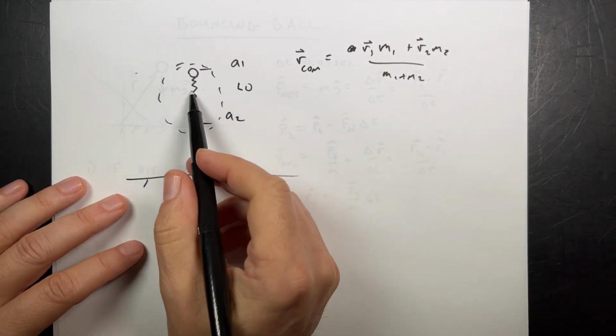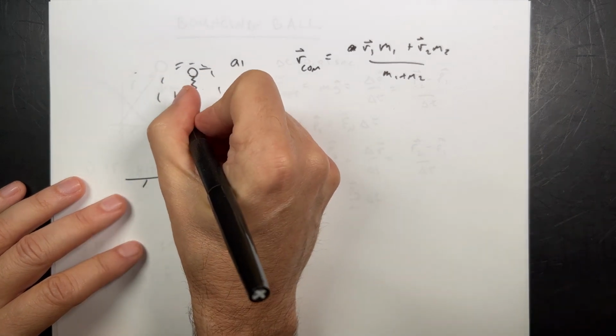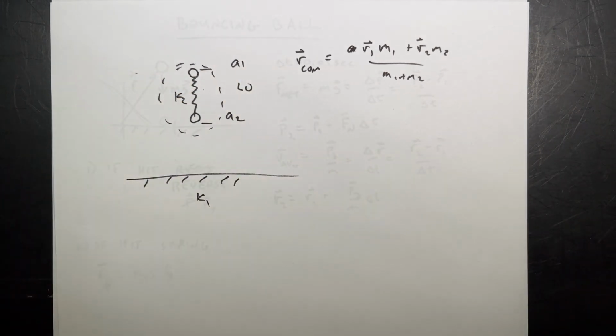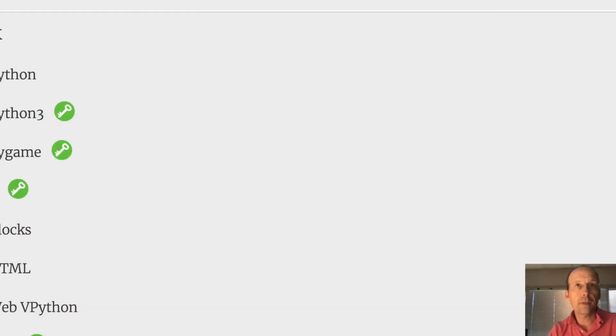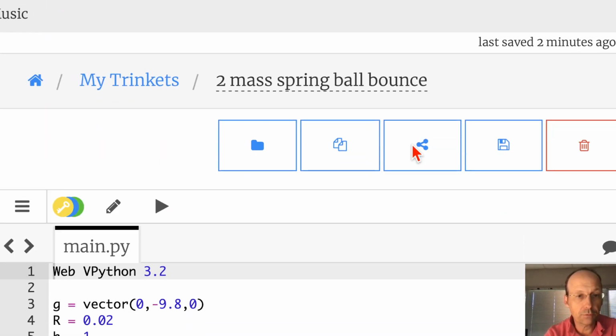But I'm going to have another spring. This will be K2, and this is K1, the spring constant. So I have a bunch of things I got to do. Let's do that. It's going to be awesome, maybe. But I'm probably going to mess up, because that's what I do.